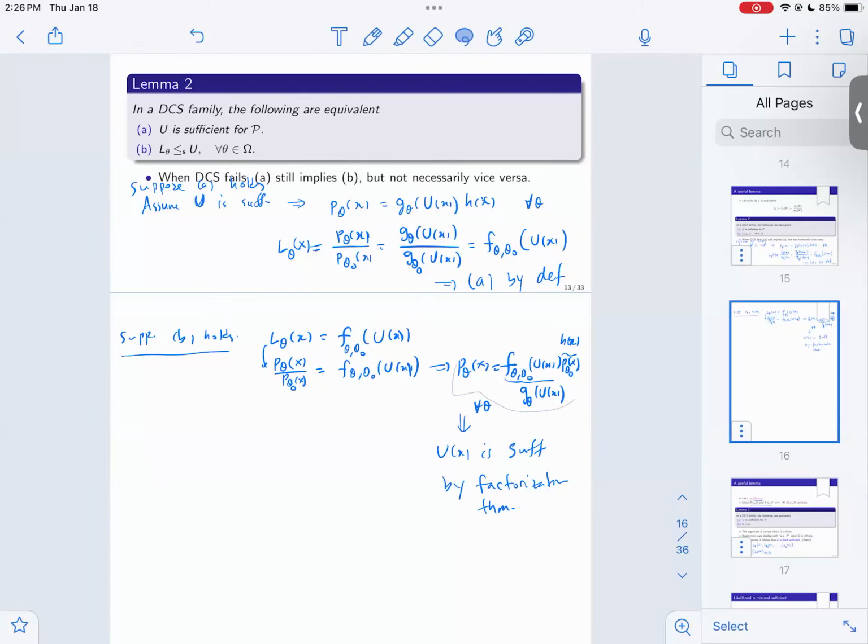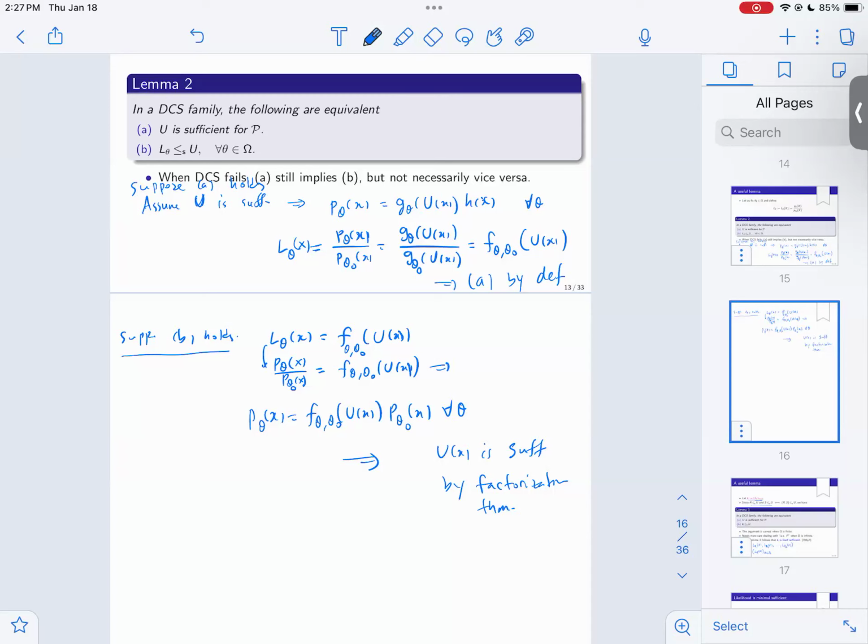So this implies P theta of X is F theta and theta naught of U of X times P theta naught of X. And this holds for all theta. And then this implies that U is sufficient, right?